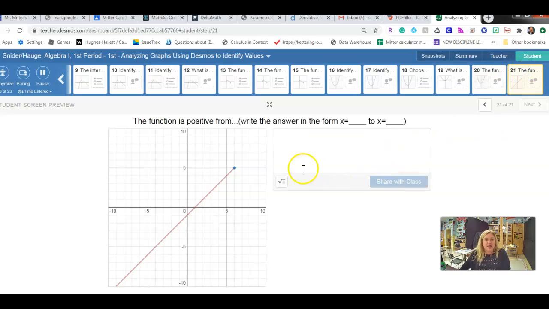And last but not least, for the third time today, the function is positive from, remember, we're looking above the x-axis, right? We're looking in those quadrants 1 and 2. Okay, so what's that from, guys? 1, 2, if we bring this down to the x-axis, 6. So x equals 1 to x equals 6.